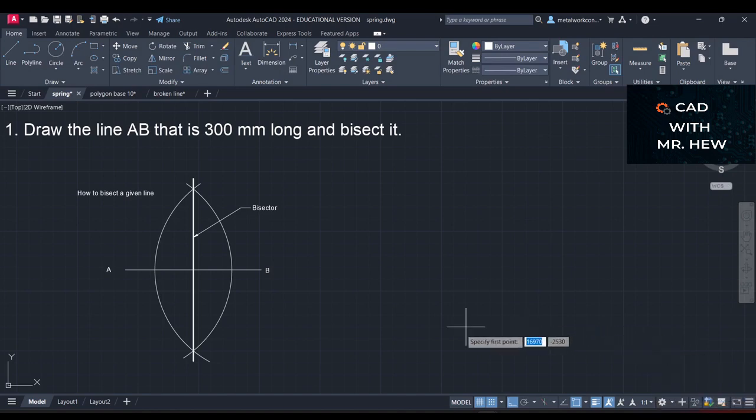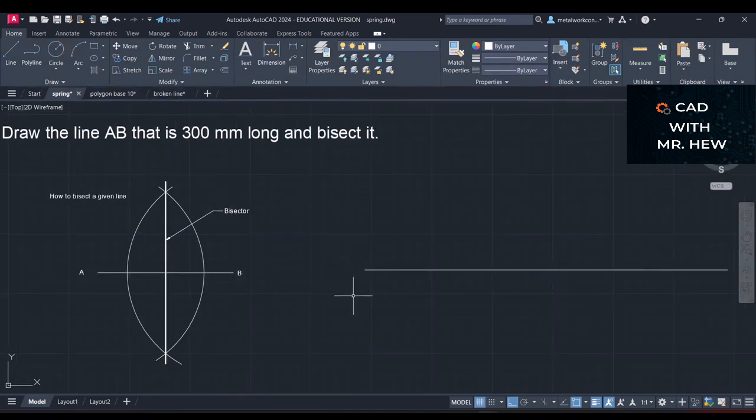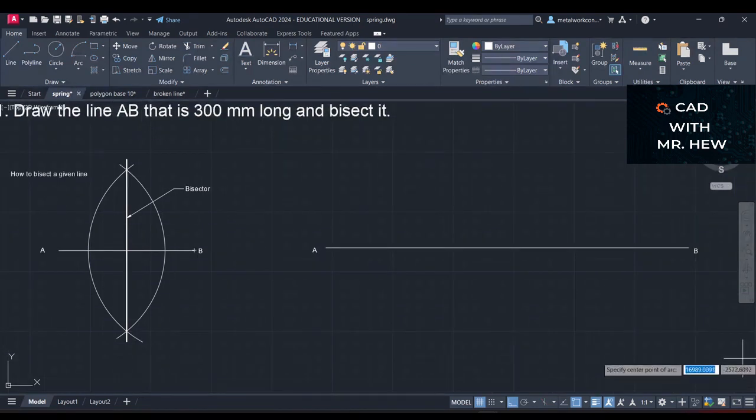So here we have a line AB that is 300 millimeters long, and we're asked to bisect it. The first thing we're going to do is draw the given line AB, which is 300 millimeters long. So we're going to select our line, and this must be 300. Enter. Here we have our given line AB, and the length is 300 millimeters. Now let us label the line.